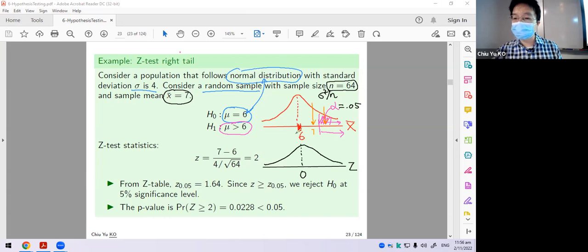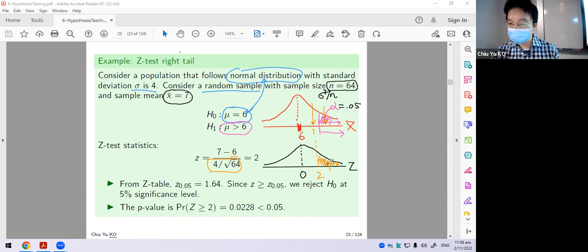Remember how we do the normalization? You minus the mean over the standard error, which is the standard deviation of the sample mean. So then you transform 7, and it becomes 2, that's you minus the mean over the standard error, which is the variance of x bar. And we want to check this area, and this area is what we call the p-value, or observed level of significance.